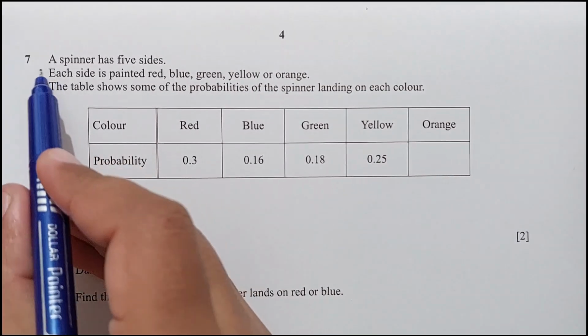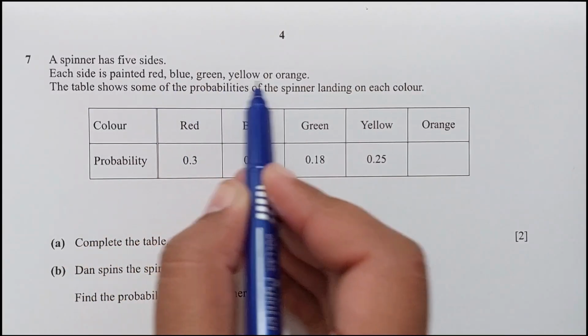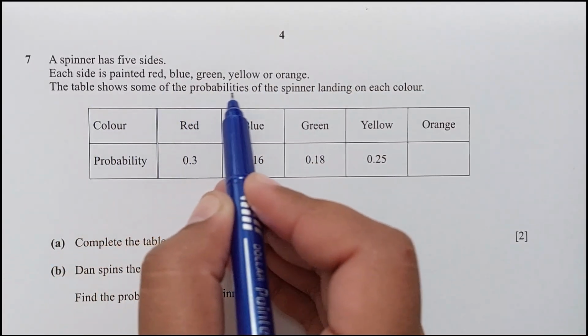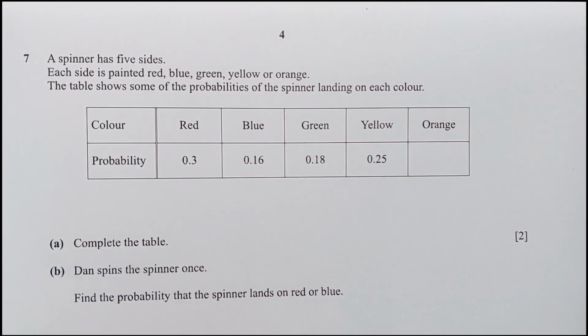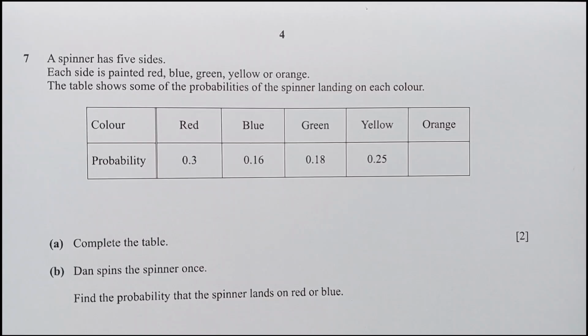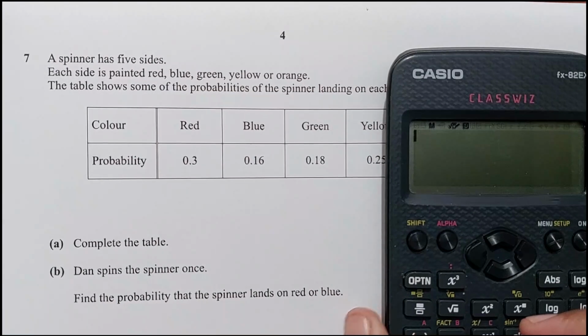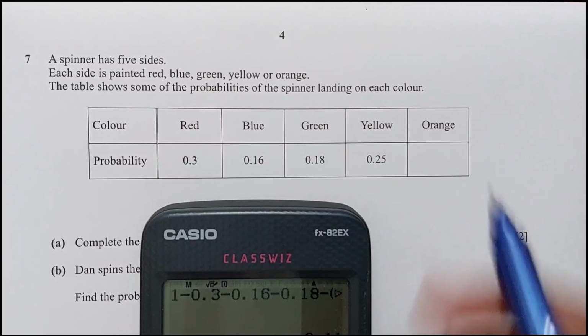Question number 7. A spinner has 5 sides. Each side is painted red, blue, green, yellow, or orange. The table shows some of the probabilities of the spinner landing on each color. Part A, complete the table. The sum of all probabilities is equal to 1. So for orange, we have 1 minus 0.3 minus 0.16 minus 0.18 minus 0.25. So 0.11 is for orange.